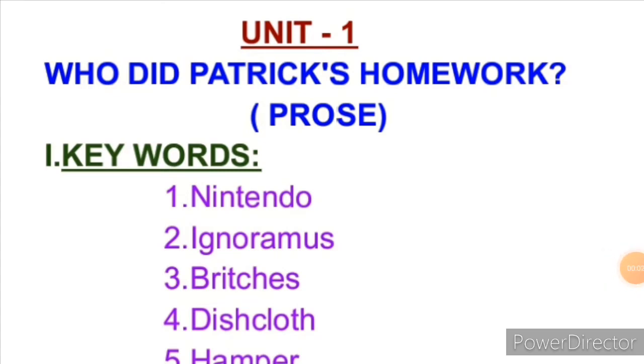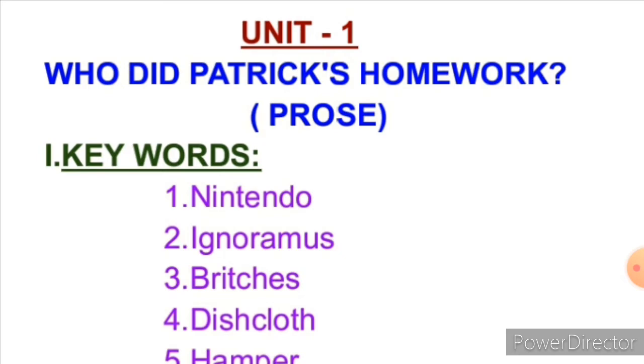Children, now let's learn a few keywords from Unit 1 Prose. Look at the title, children. Who did Patrick's homework? This is our first lesson. Prose. Who did Patrick's homework? This is a story of a boy named Patrick, children. Later we shall go deep into the prose. Now let's look at a glance at the keywords.